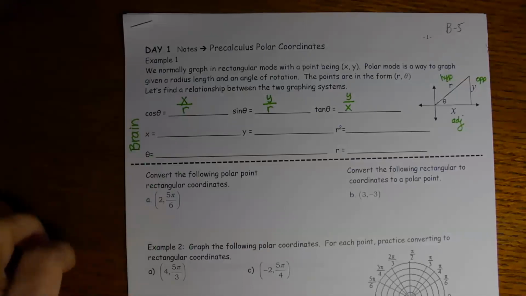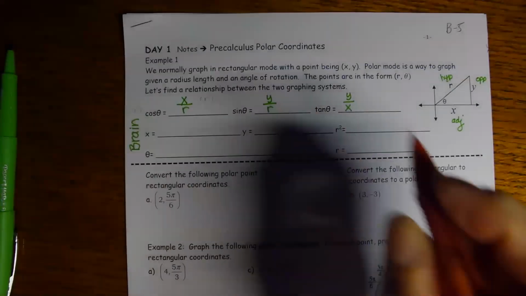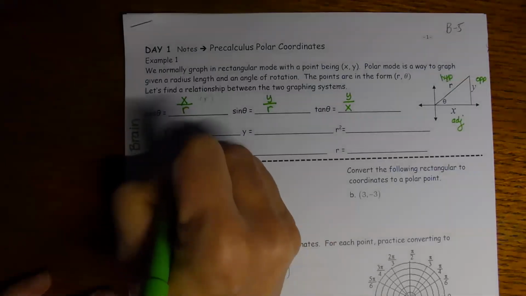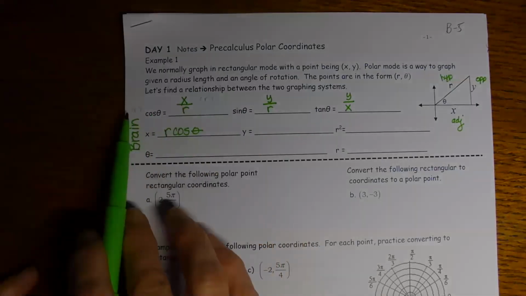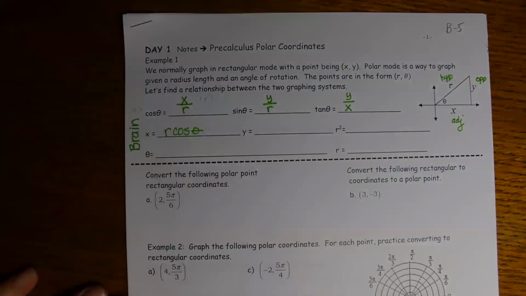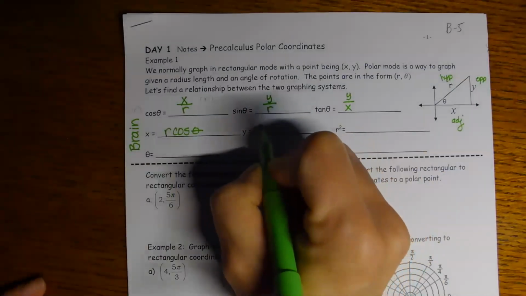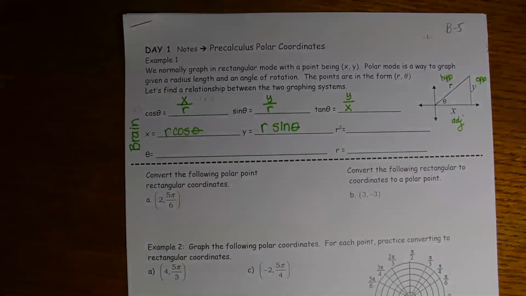What would you do to get x by itself? Well, you'd multiply both sides by r, right? So what is x? x is r cosine theta, right? All I did was multiply both sides by r, and I have r cosine theta equals x. Then what's y going to be? y is going to be r sine theta, right? Are you with me? Is that making sense?